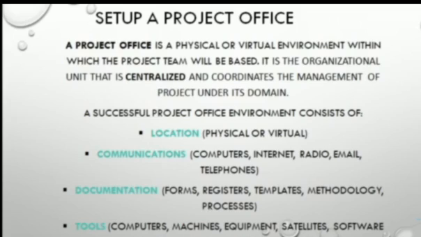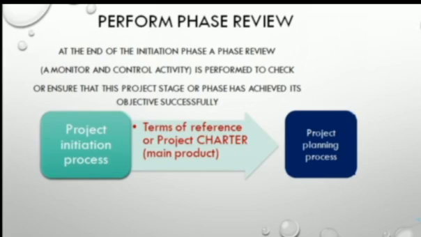Now, once you've done all those things, you come to your business case and the rest of them. And once you've done all that, the next thing you do is you perform a phase review. This phase review is to check and to ensure that the project phase has achieved its objective successfully. To check if the objective has been properly achieved, if the study has been properly done and is satisfactory, and this phase is good to go. Once I've done the review and I'm convinced that this phase is successful, what you do next is to move to the next phase, which is the project planning phase.